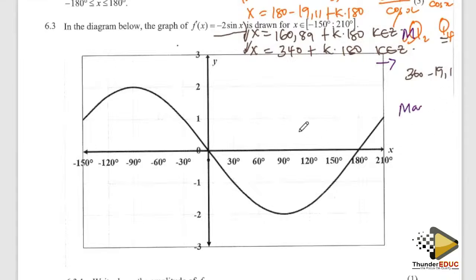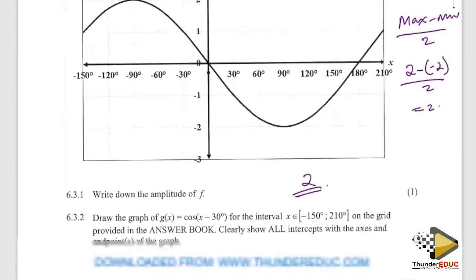We're saying we get the maximum minus the minimum divided by 2. Our maximum is a 2, minus negative 2, over 2, which is a 2. So our amplitude is a 2. It will never be negative. It always has to be a positive.